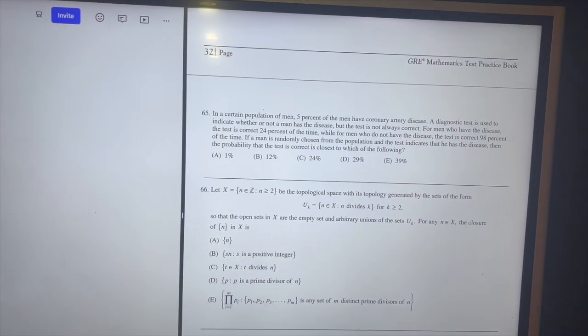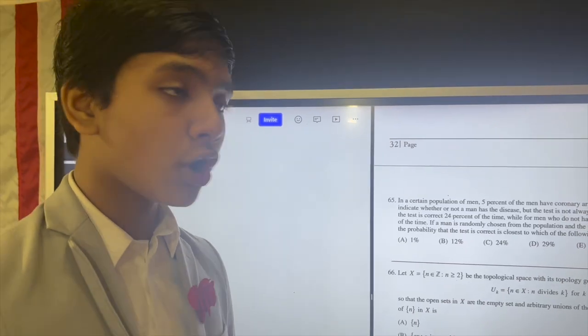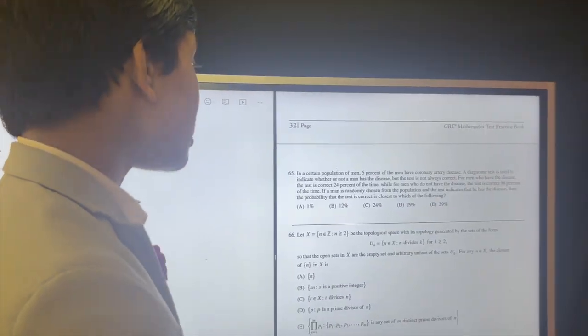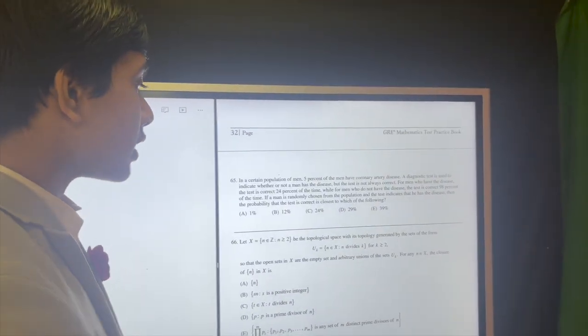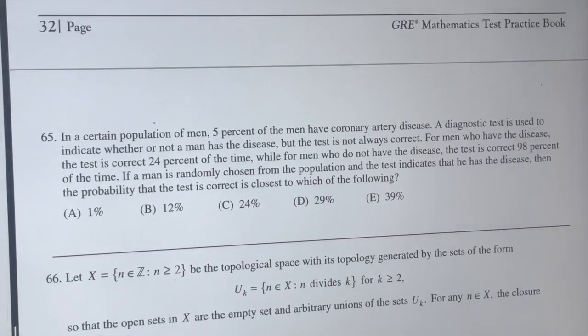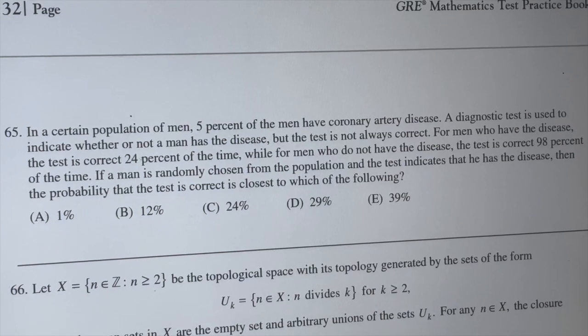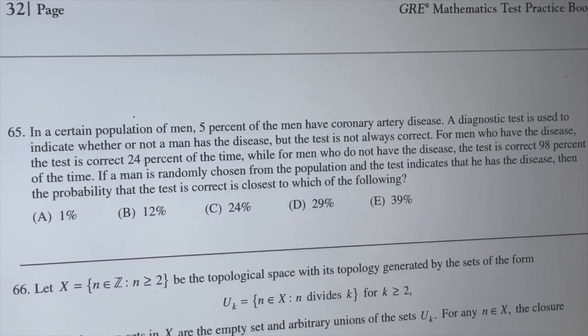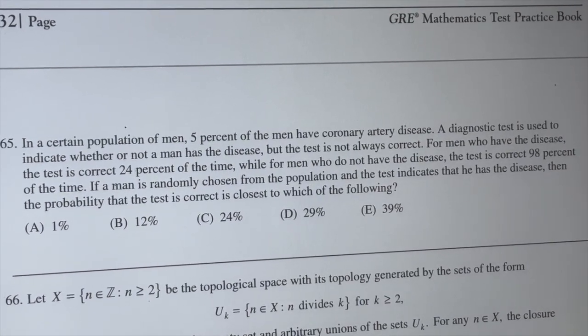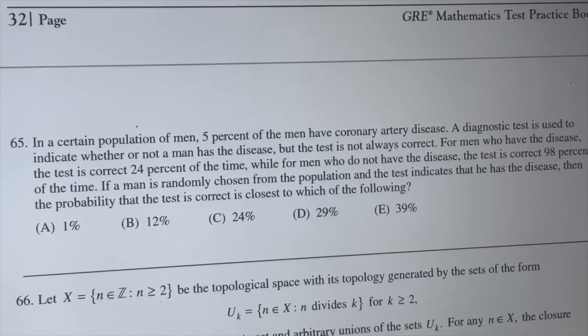5. In a certain population of men, 5% of men have coronary artery disease. A diagnostic test is used to indicate whether or not a man has the disease, but the test is not always correct. For men who have the disease, the test is correct 24% of the time, while for men who do not have the disease, the test is correct 98% of the time.